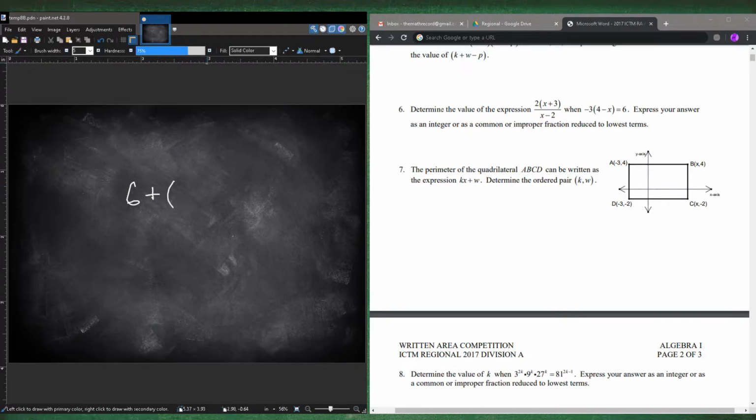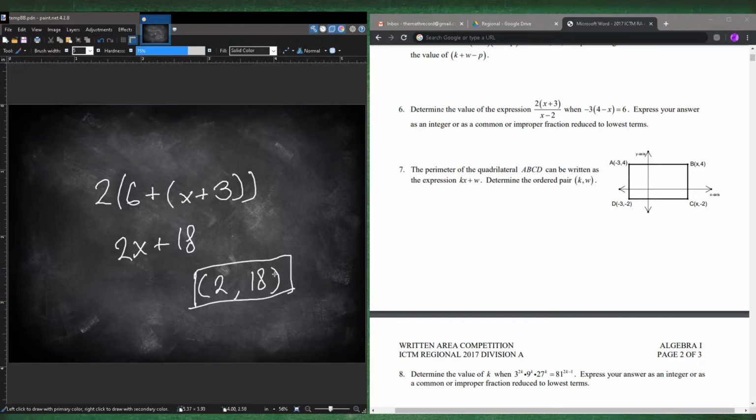So now we just need to add this length, which is just x minus negative 3. So x minus a negative, and minus a negative is just positive, so plus a 3. And then we need to multiply by 2, right? Because we have this side and this side, so it's this plus this plus this plus this. So we just need to double it. So then that is just x plus 9, and then multiply by 2, so 2x plus 18. So our expression for our k is 2 and our w is 18. So then our answer is just 2 comma 18. And that's number 7.